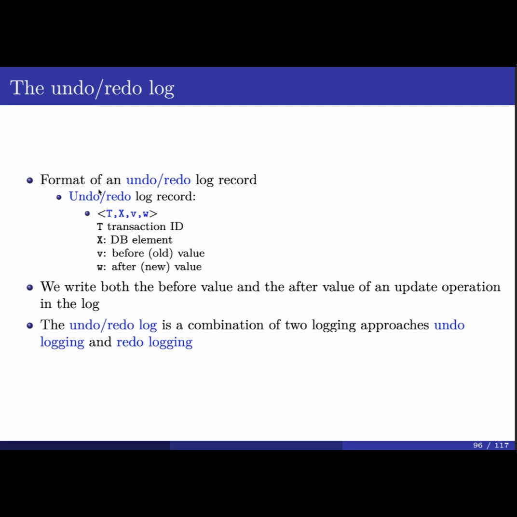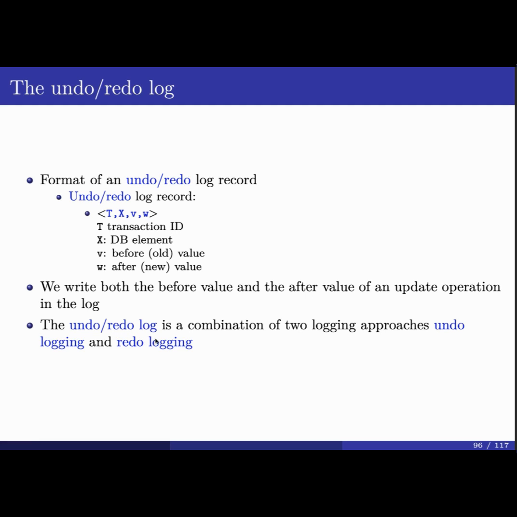So for the format of the undo and redo log record, we just need to modify the log record. For the undo, we used to have the previous value. For the undo redo, I need enough information that allows me to perform both operations at the same time. So in this case, I need the old value and the new value for the database element that has been modified by the transaction. It's going to be listed in one log record.